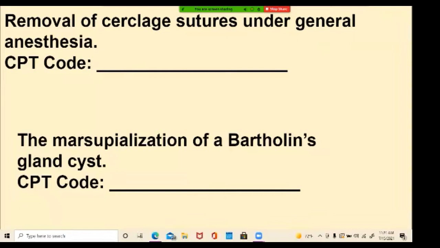We're doing removal of cerclage sutures under general anesthesia. So we're going to our index and we're looking under removal. What is the next word we need to look for, ladies? Cerclage. That's right. 59871. Removal of cerclage sutures under anesthesia.